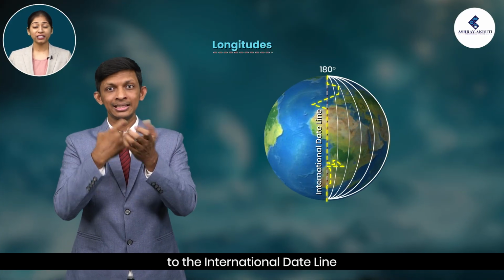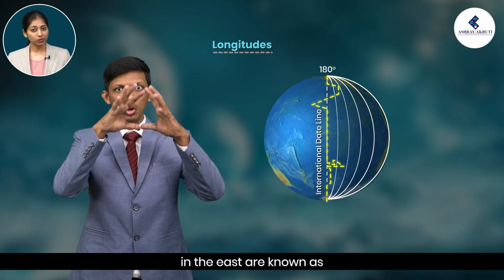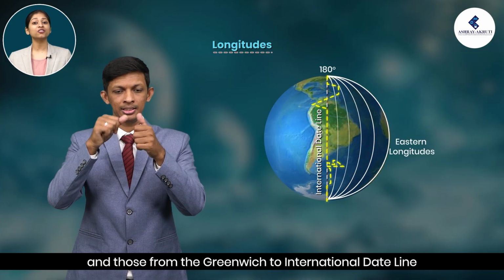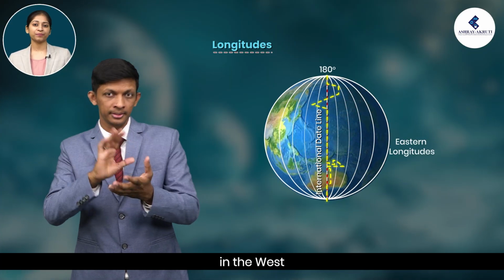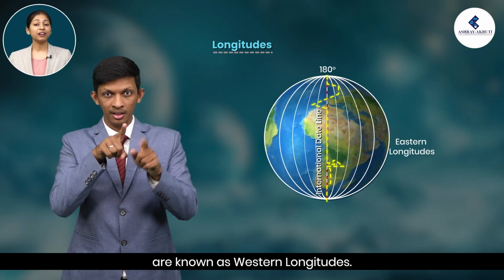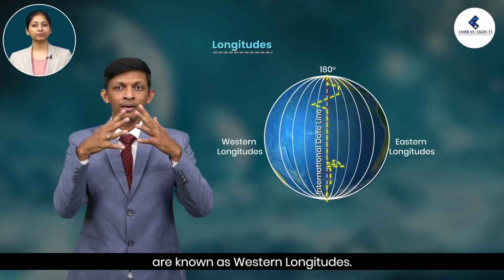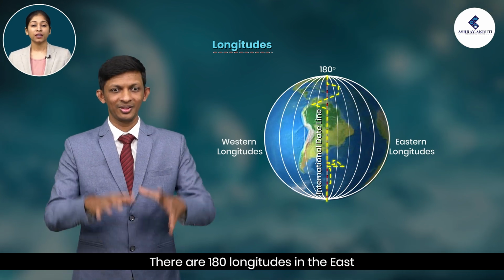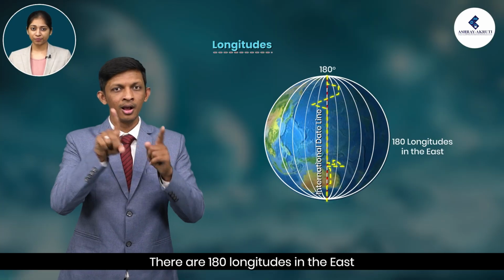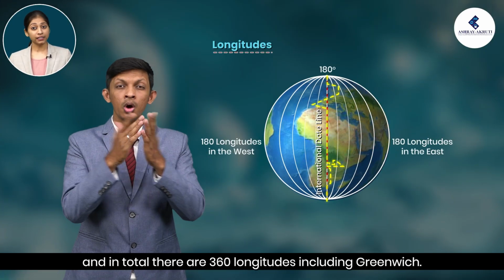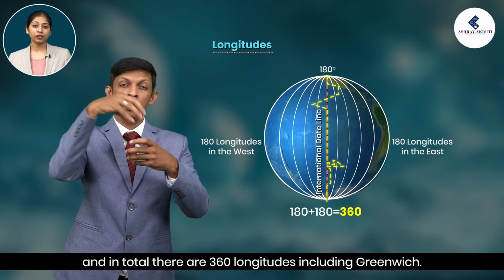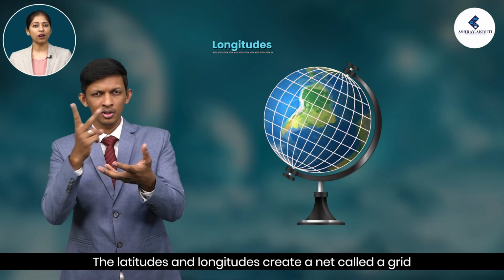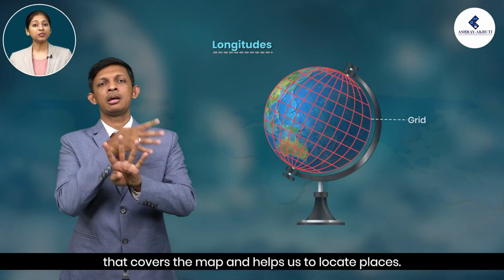Longitudes from Greenwich to the international date line in the east are known as eastern longitudes, and those from Greenwich to the international date line in the west are known as western longitudes. There are 180 longitudes in the east and 180 longitudes in the west, and in total there are 360 longitudes including Greenwich. The latitudes and longitudes create a net called a grid that covers the map and helps us to locate places.